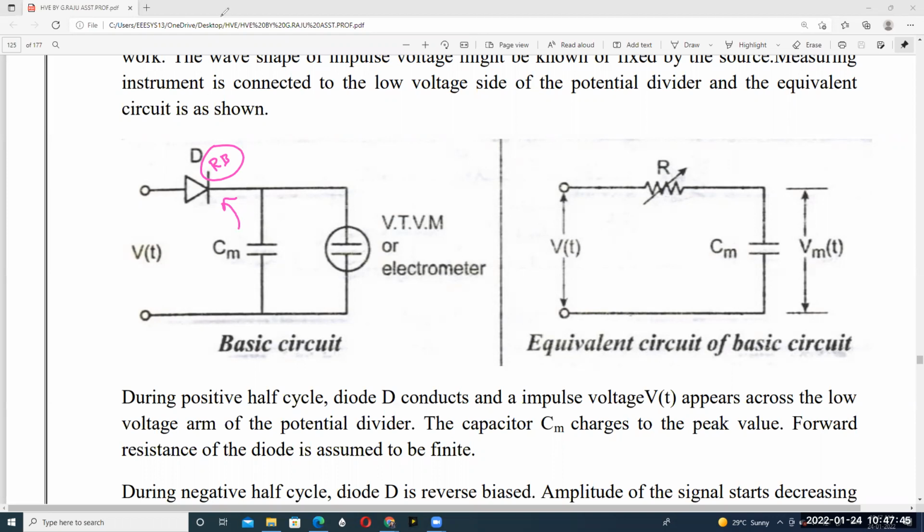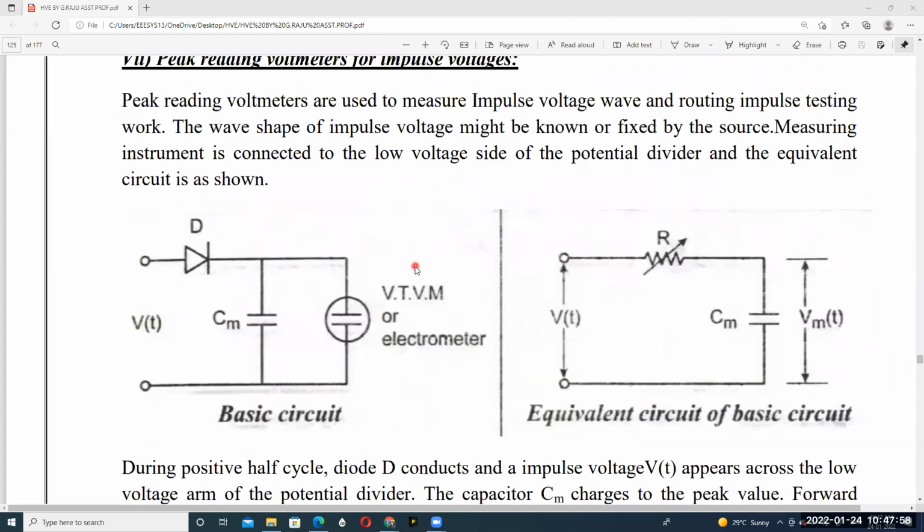During input voltage decreasing condition, this capacitor voltage holds its maximum value. That voltage can be measured by using a vacuum tube voltmeter or electrometer. Understood? So the wave shape of impulse voltage might be known.